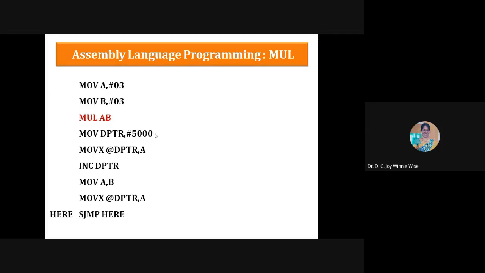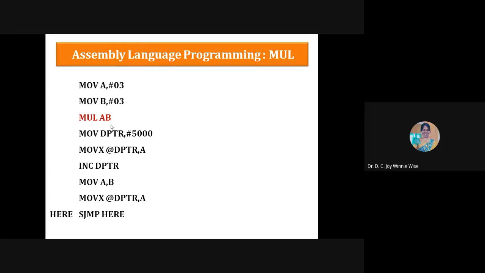Let's see. I want to multiply the two data 03 and 03. So make the first one the input. Make the data available in A and B and write using the instruction MUL AB. Both the data will be multiplied and the result will be available in the accumulator.